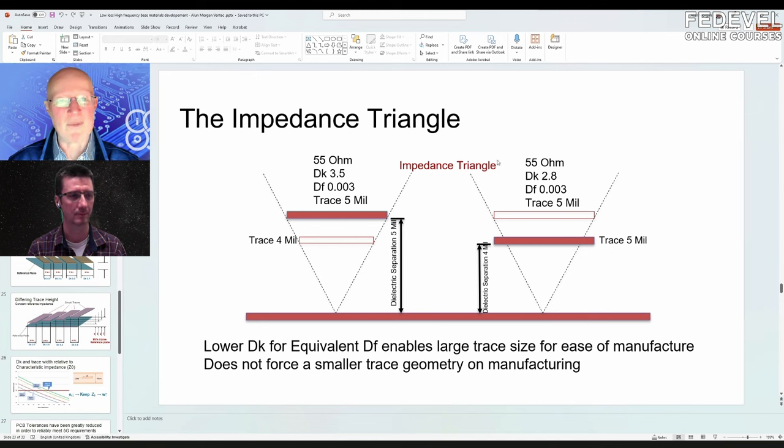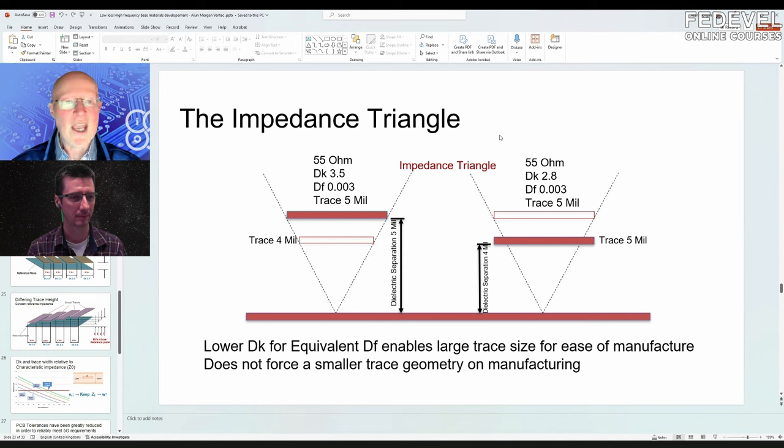So if we take 55 ohm impedance, and we take the same track width, basically this trace to its reference ground plane with a Dk of 3.5 has a particular spacing of 5 mils in this case. And if you want to keep that same impedance and go closer to the reference plane, then yes, you have to make the trace thinner. Exactly, thinner. So the track has to go from 5 mils to 4 mils, narrower.